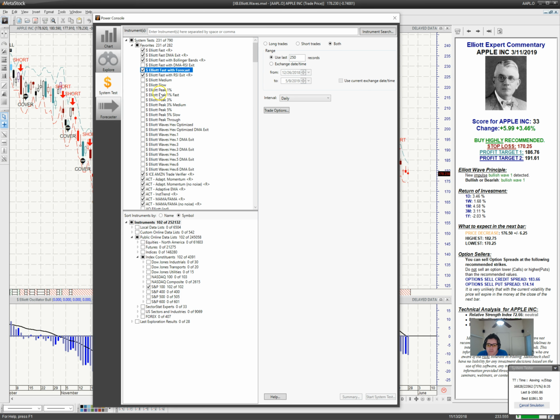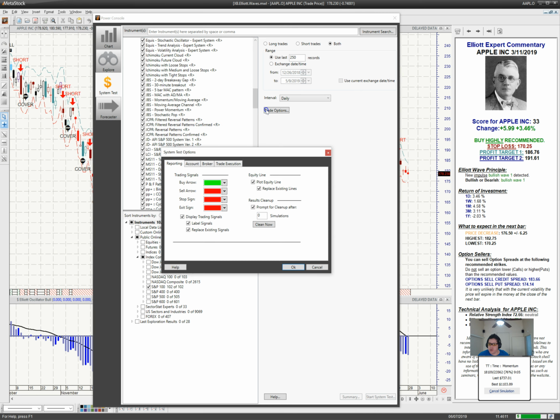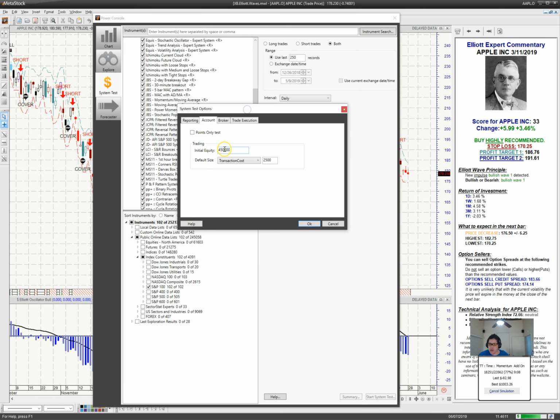Now, as I mentioned, we tested this system against many systems, and right now the system testing is running. So we're going to let it run just for a few minutes, but what I want everybody to know here is that these are the last 250 bars we're trading long and short. We're analyzing multiple entries with our trade option system here on MetaStock. We have a simulated account of $450,000 with a default transaction cost of $2,500.